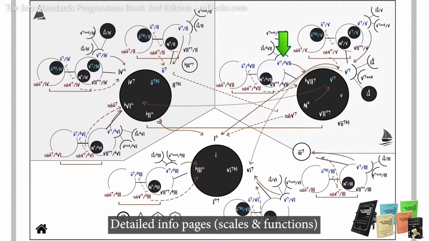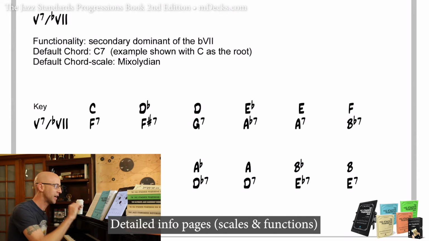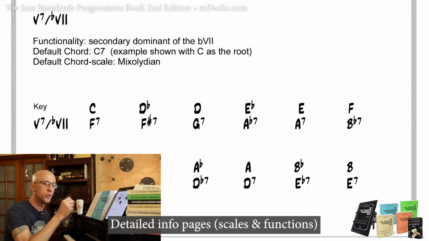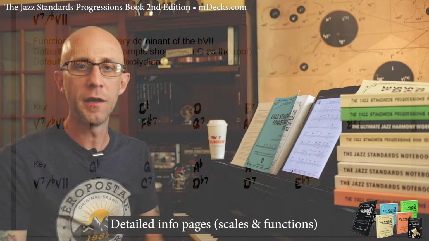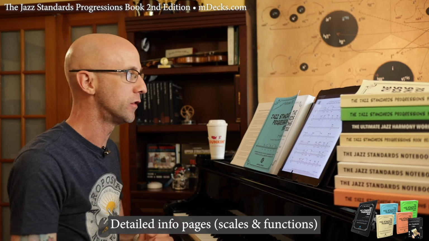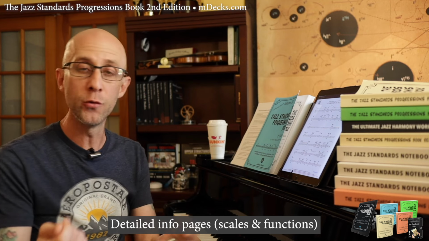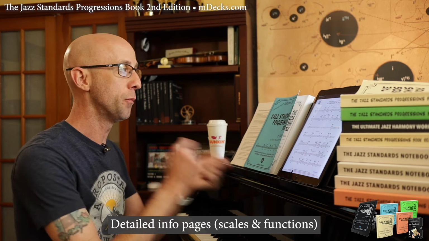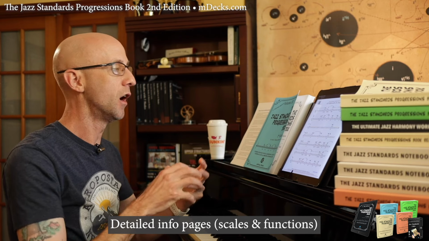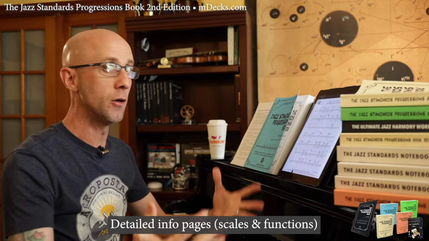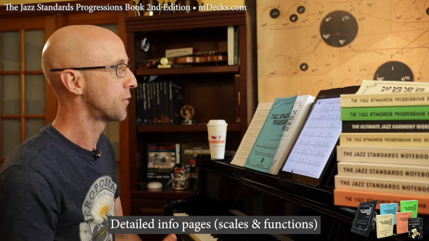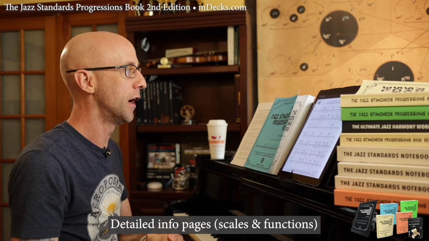Not only that, if I look at the bottom of the page, I can see this function's root in all 12 keys. So aside from clicking on any function within the chart and seeing more about it, I can also do that with any of the chord scale pairings and see more about the scale that informs the chord and maybe even the melody or what I'm improvising on.